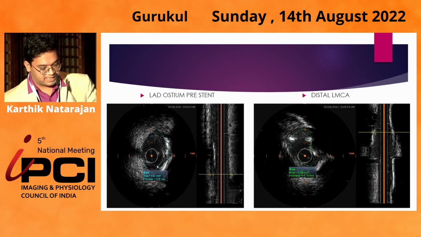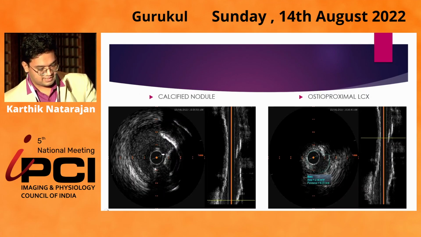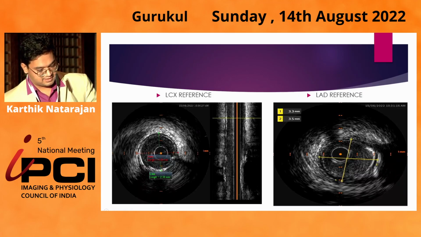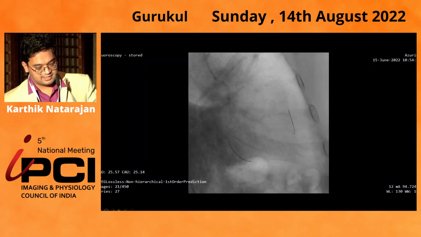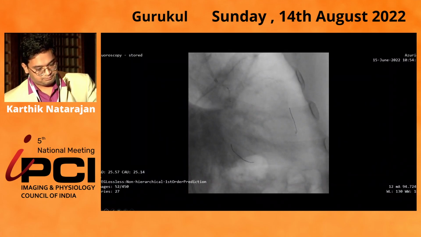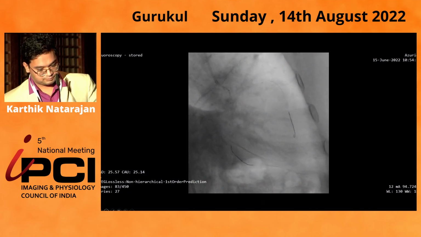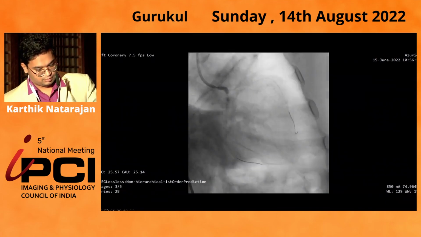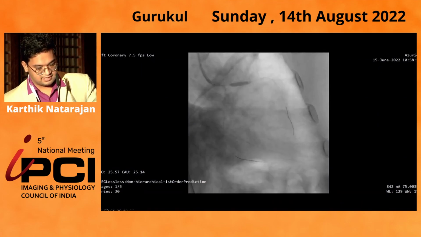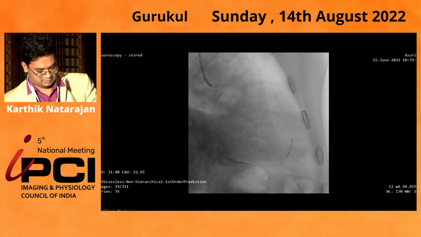So this is the LAD pre-ostium. This is the distal left main. This is the calcified nodule which is protruding. This is the ostial proximal circumflex. These are the reference diameters of the circumflex, LAD, and the left main. And this is the shockwave balloon. So we can see that the expansion is quite good.